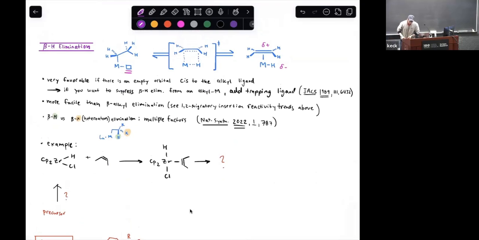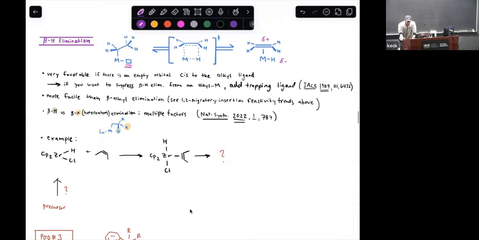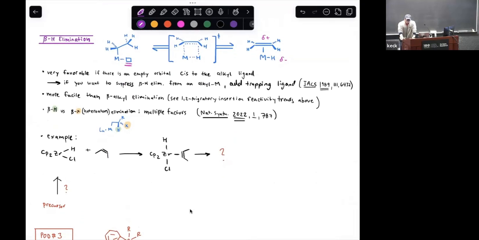We'll go rapid fire through this next part because it's just running that previous script in reverse. We talked about hydrometallation. The microscopic reverse of that is beta hydride elimination. We just saw how that can manifest itself in catalysis. What makes beta hydride elimination favorable? It becomes favorable if there's an empty orbital cis to the alkyl ligand that favors formation of that initial agostic interaction en route to CH bond breaking.